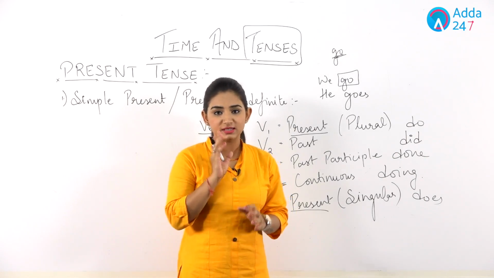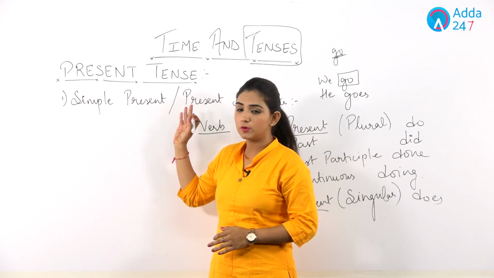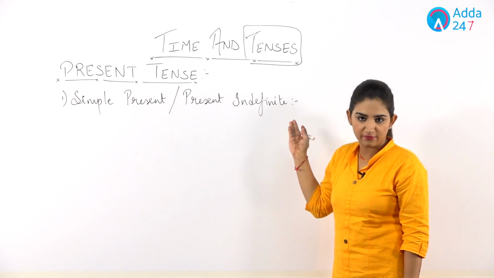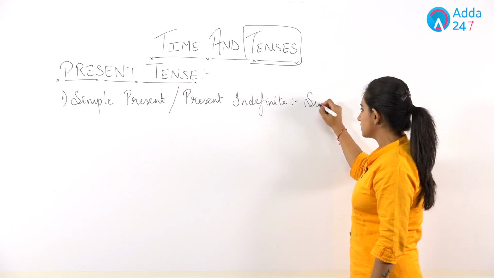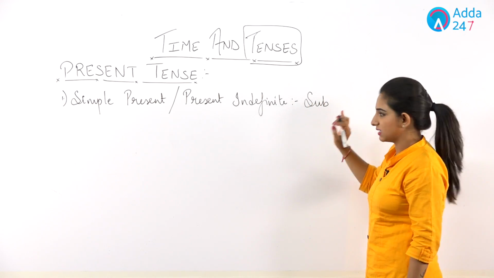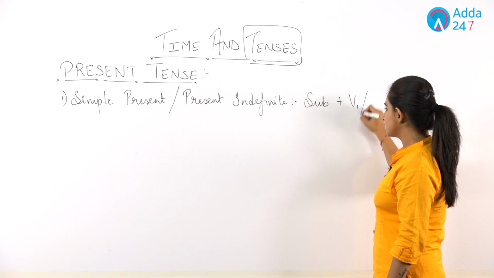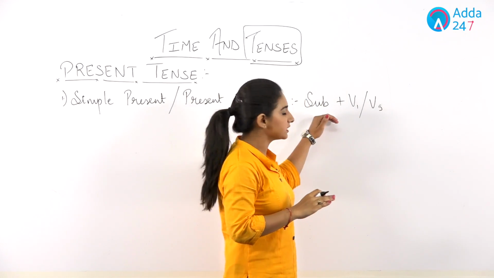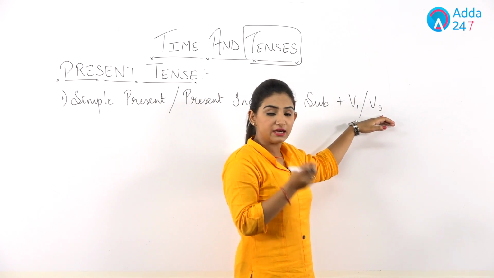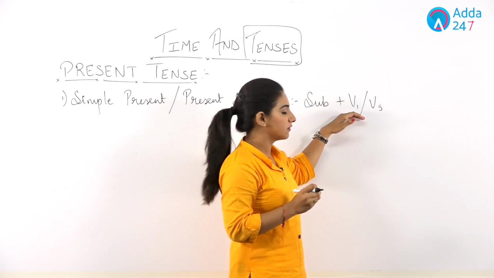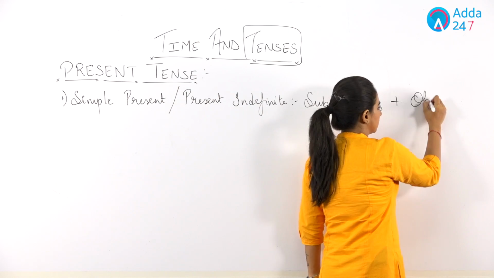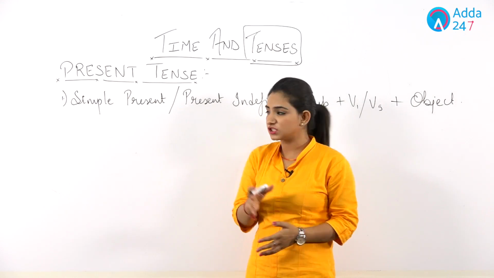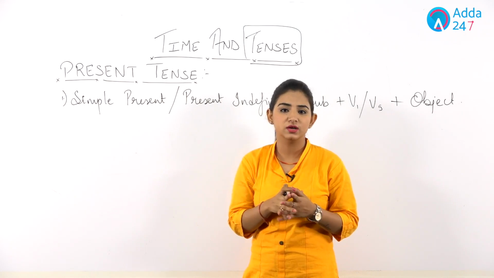Now let's move and discuss what is the sentence structure of simple present or present indefinite. Now here if we see, we have simple present or present indefinite tense. It says the sentence structure that follows is subject will be placed at the first, then verb's first form or verb's fifth form will be used according to the subject. If the subject is singular, we'll use V5, and if the subject is plural, we'll use V1. After that, we'll place an object.